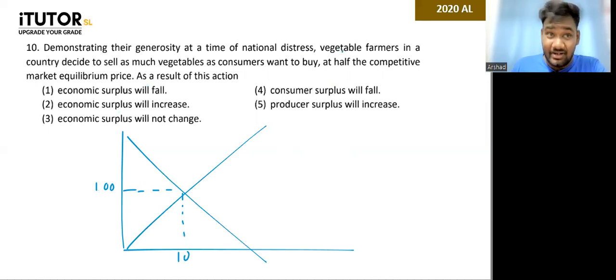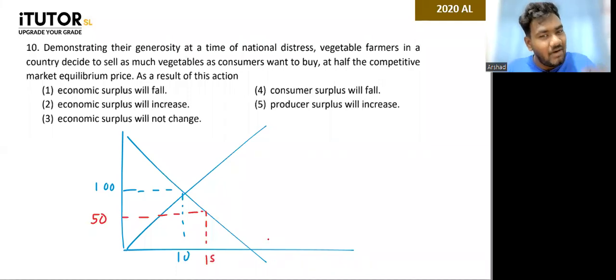And now what has happened? A national distress, maybe COVID, maybe some floods or something. So now the vegetable farmers have decided to sell these vegetables at half the price. So earlier it was 100 rupees. Now they are selling the vegetables at 50 rupees and selling whatever the consumer is willing to buy. So let's say at 50 rupees, the consumer is willing to buy 15 kilos.